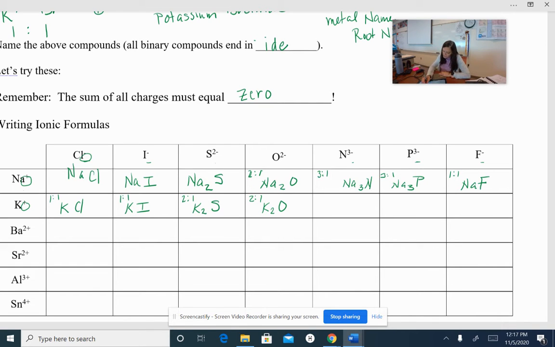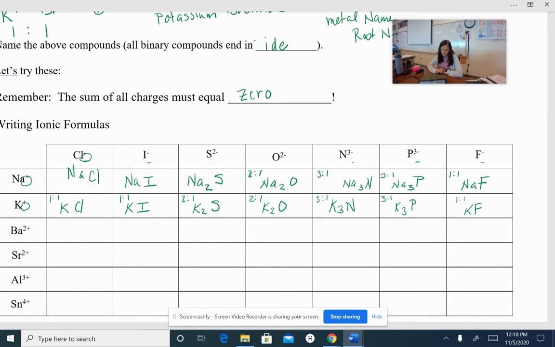Okay, potassium positive 1, nitrogen negative 3. So my least common multiple here is 3. So to get positive 3, I need 3 potassiums, and I need 1 nitrogen. So K3N, potassium nitride. Okay, phosphorus is a negative 3, so to get a positive 3 with those potassiums, I'm going to need 3 potassiums. So K3P, potassium phosphide. Potassium being a positive 1, fluorine being a negative 1. 1 to 1 will be what I need, so potassium fluoride.